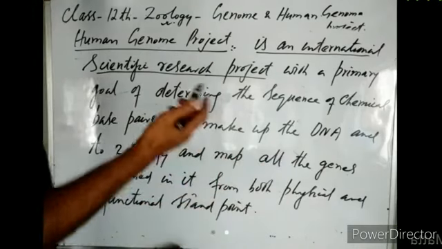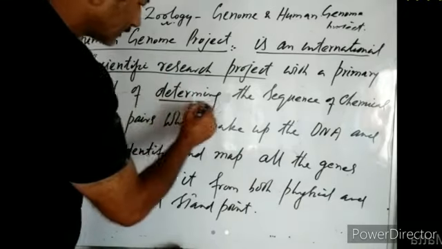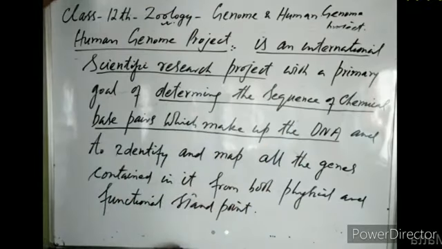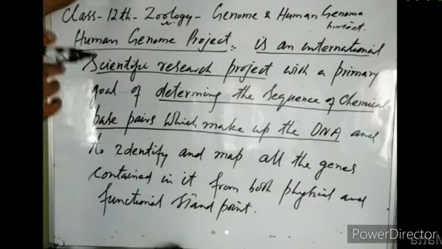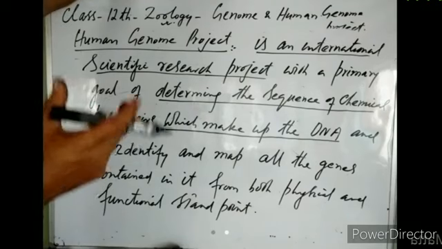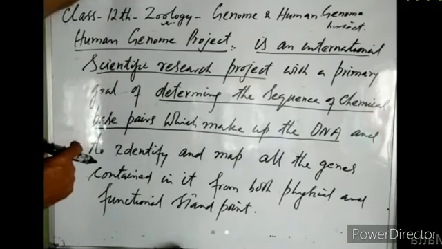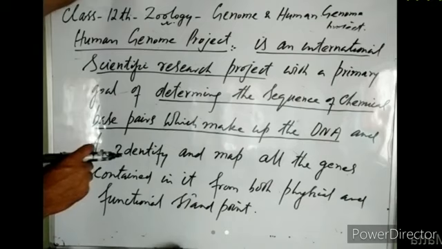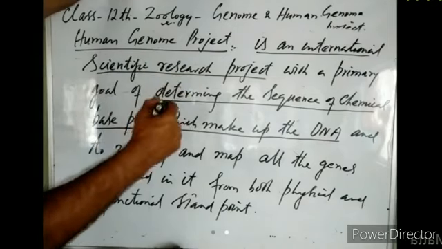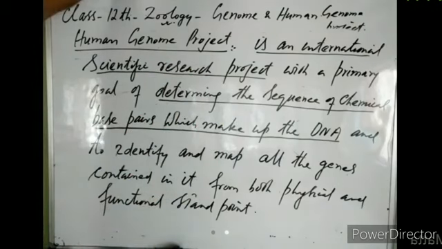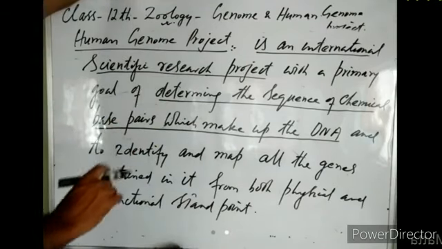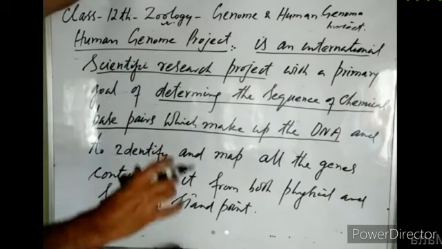What was the primary goal of this project? The primary goal was to determine the sequence of chemical base pairs which make up the DNA, to identify the sequence of base pairs in DNA. Whenever we make a diagram of DNA, we show adenine, thymine, cytosine, guanine, cytosine, adenine, thymine randomly. But these scientists wanted to know the exact sequence of these base pairs.